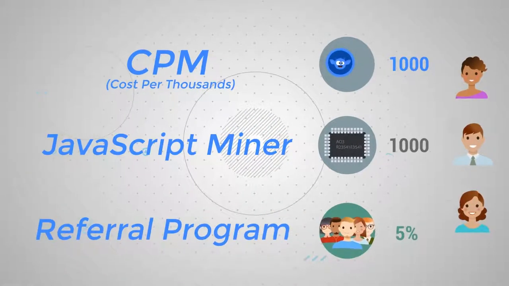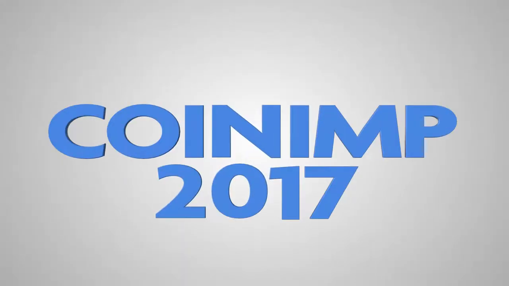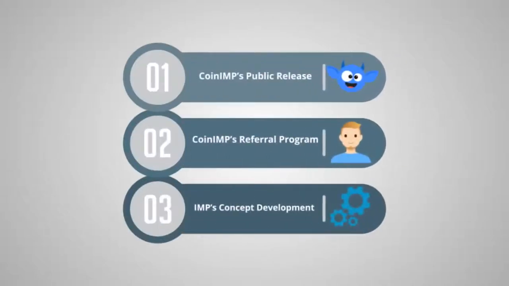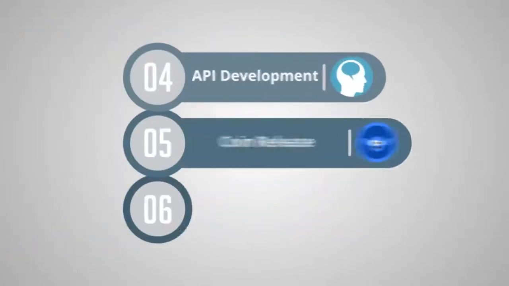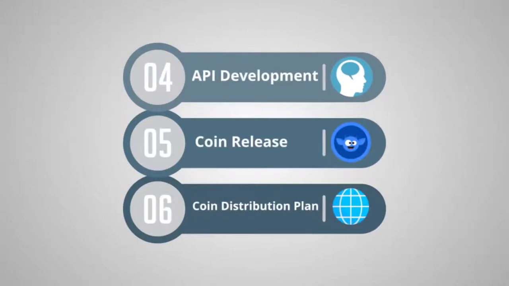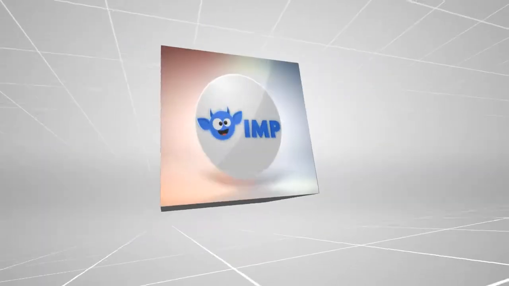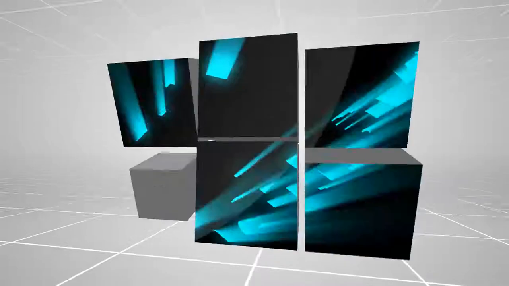CoinImp began its roadmap back in 2017 as a mining script service with the lowest fees in the market. Today, we generate millions of hashes per second on a few hundred thousand pages just a few months later. The IMP token will be based on WebChain, a blockchain solution that was developed by us.